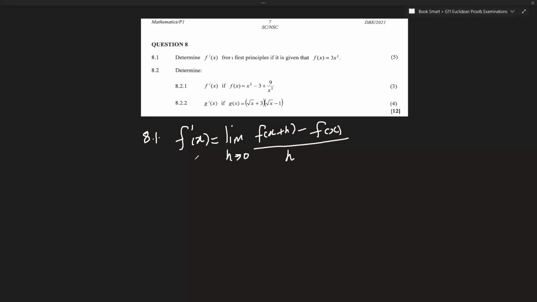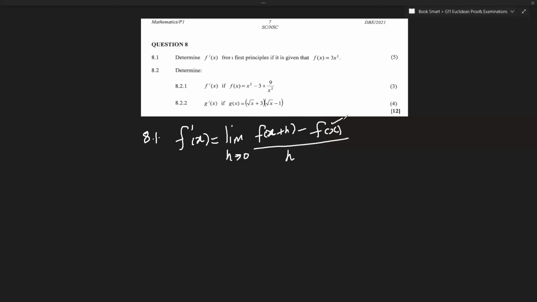For first principles, I'm going to be using this formula and know how to write it without even looking at the formula sheet. But yeah, that is going to take you time to practice. It comes with practice. But for now, if you don't know it, you can always look at it in the formula sheet.